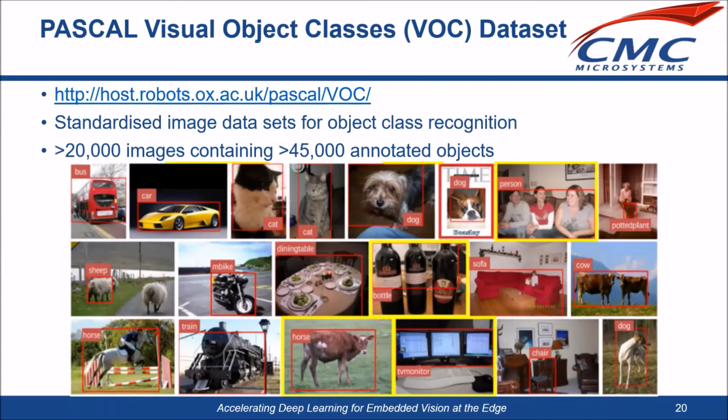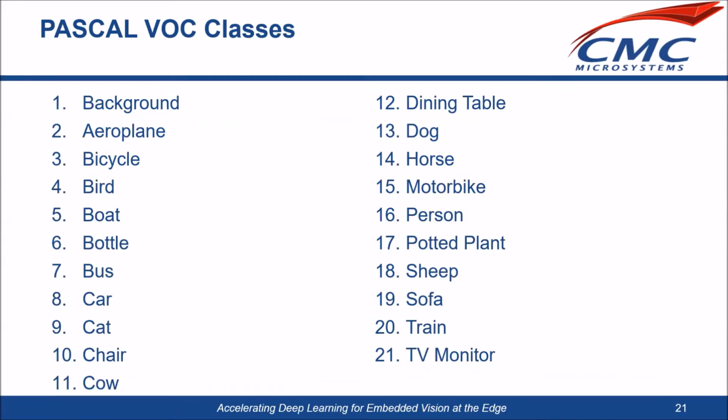As I mentioned, we selected the PASCAL VOC, or Visual Object Classes dataset. This is a commonly used and freely available data set with standardized images for object class recognition. It contains over 20,000 images containing over 45,000 annotated objects. This data set includes 21 different classes of objects, such as airplanes, cars, people or pedestrians, various animals, and objects that could be detected within a frame.